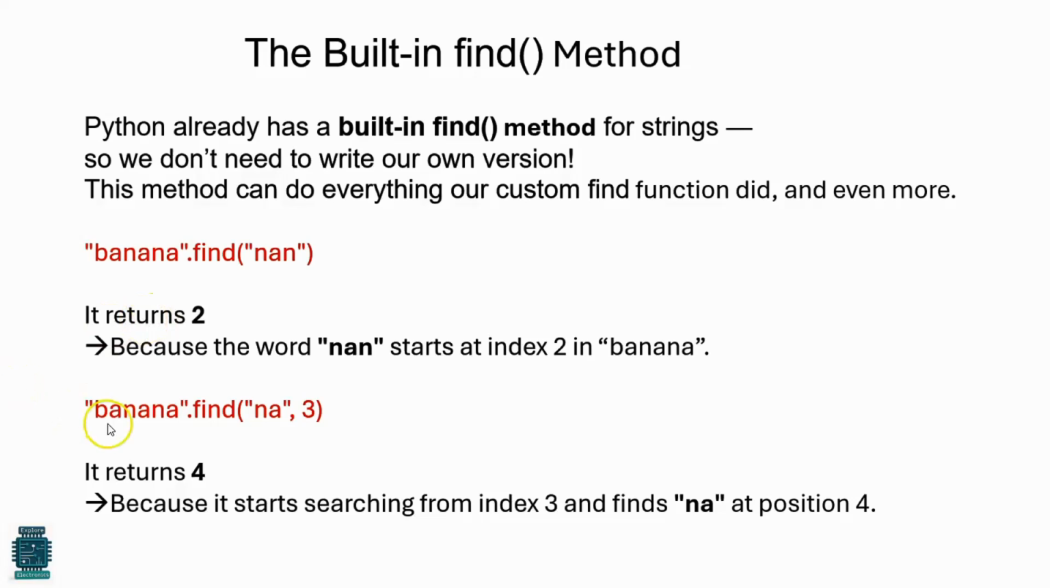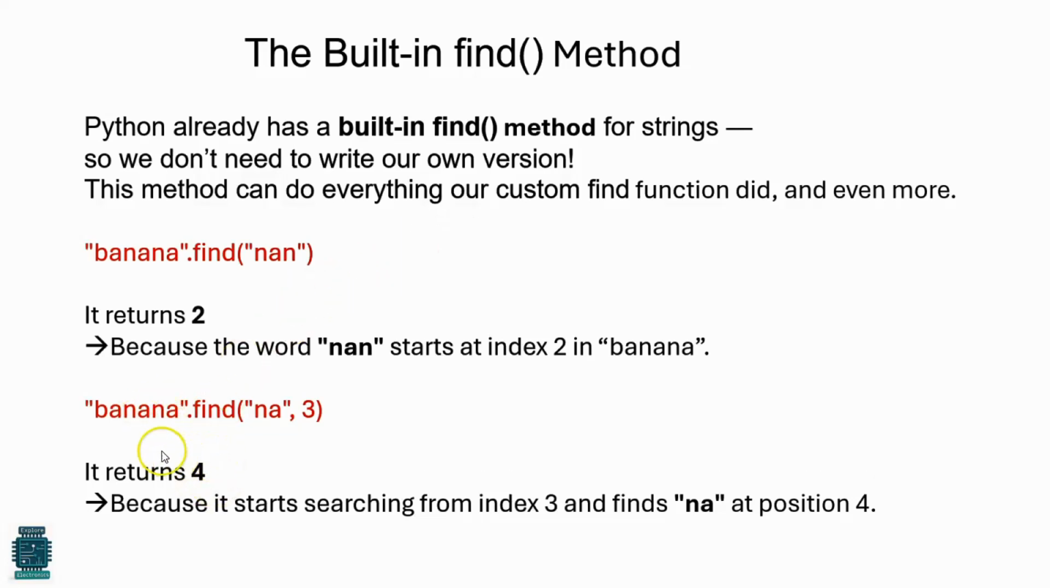Let us see one more example, that is banana.find('na', 3). Here they have given the number as well. Let us see how exactly it will work. It will return 4 because it starts the searching from index 3. It will start searching from index 3 only. Whatever number I give, it starts searching from that index. Let us see in the example: 0, 1, 2 and 3. It will start from this index. That's why it will return 4.